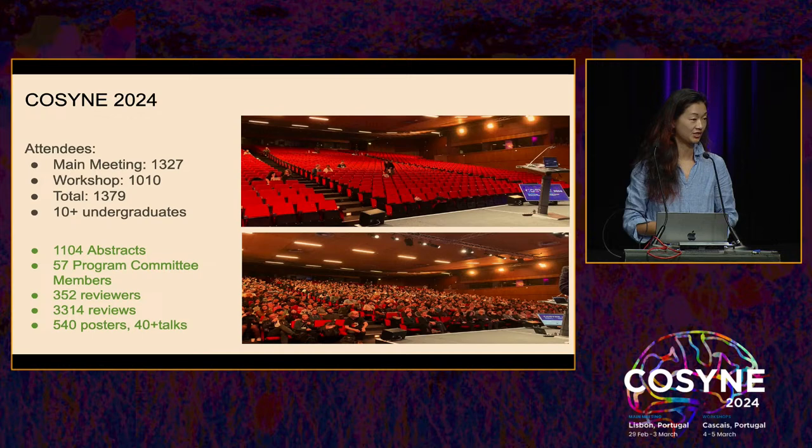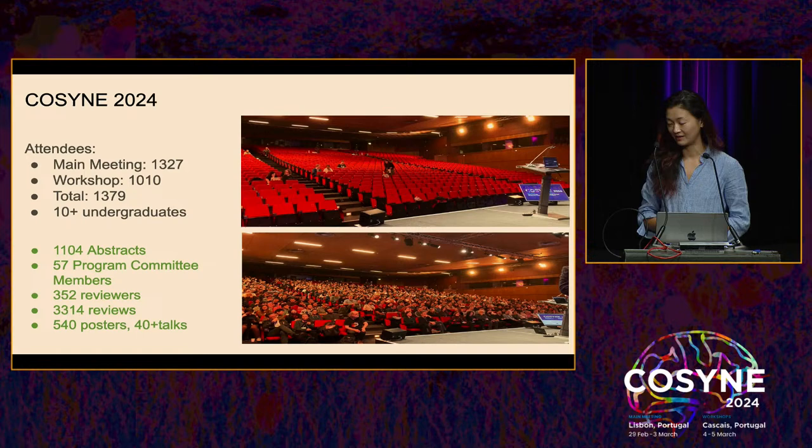We especially wanted to acknowledge again that the attendee numbers have been changing throughout the main meeting. I think a couple of people decided during the meeting that they're actually going to go to the workshop, so we now officially have more than 1,000 attendees at the workshops as well. Approximately 10 undergraduates received travel awards to come to Cosyne this year, so we're really delighted to welcome a lot of new faces and the next generation of scientists to our community.